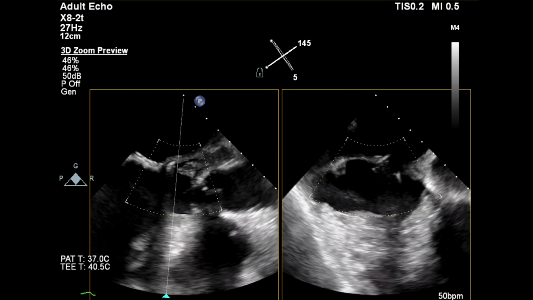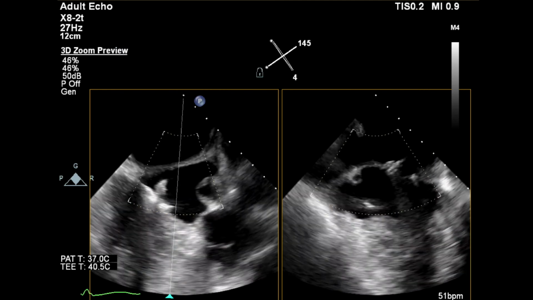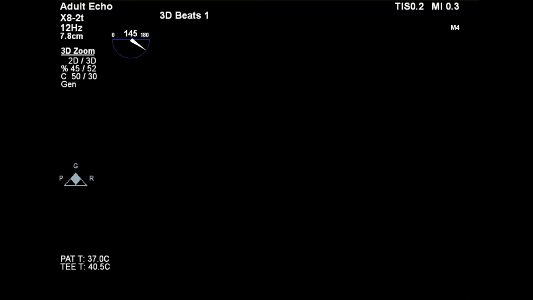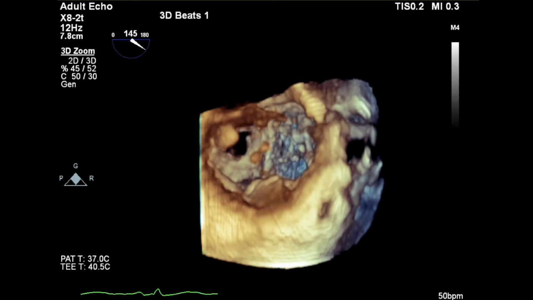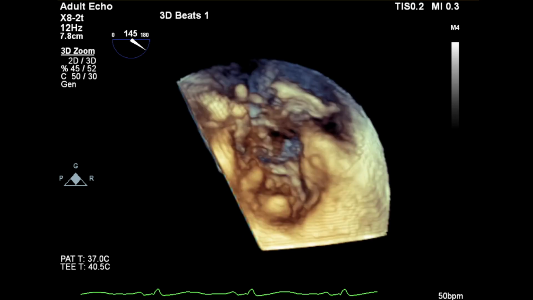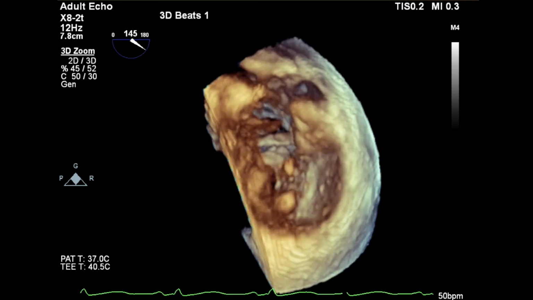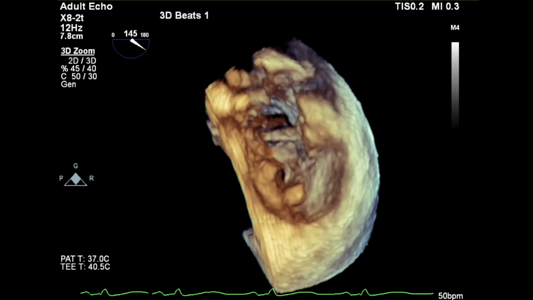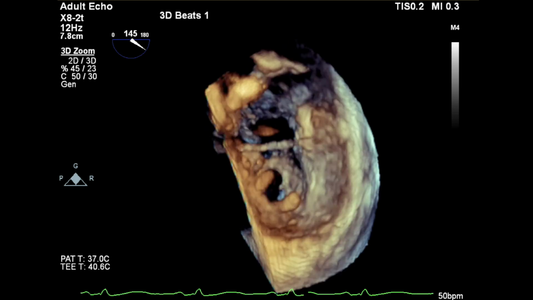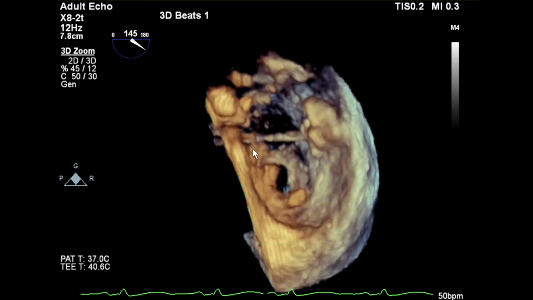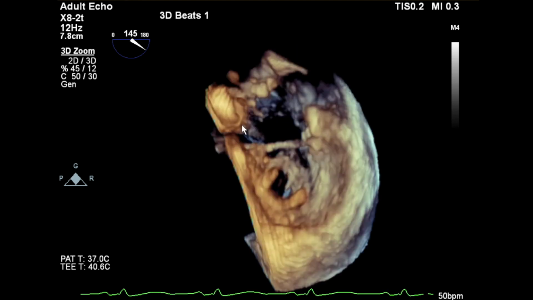Do you think transgastric would help? I can try, just to see if that helps with the LVOT picture. Let me just see if this gives us some information. So that's the device, and that's the LVOT view. Stay there. There's the defect there.